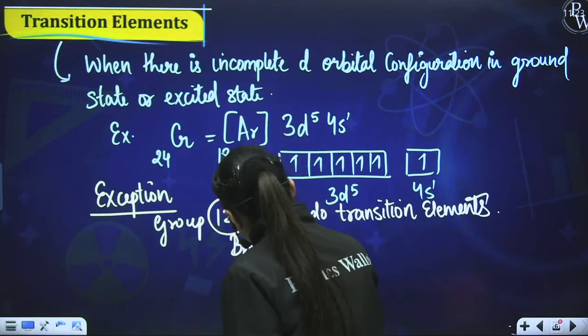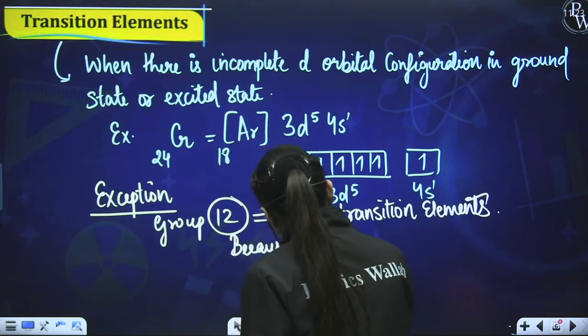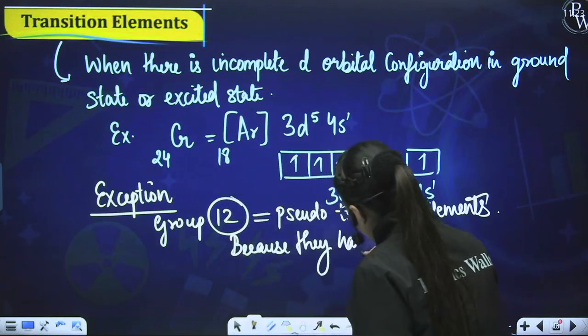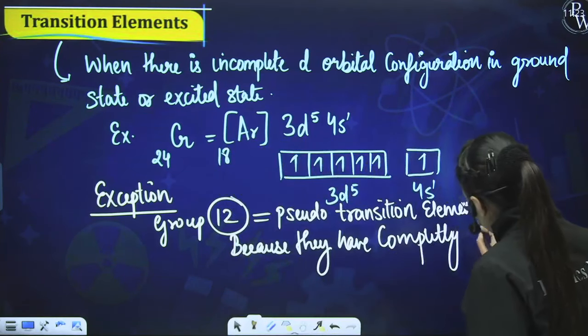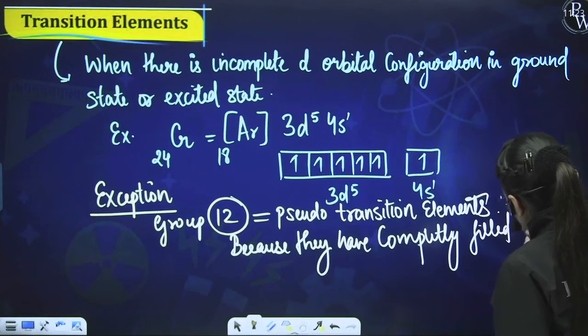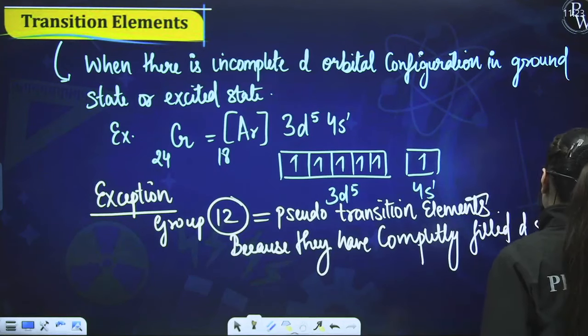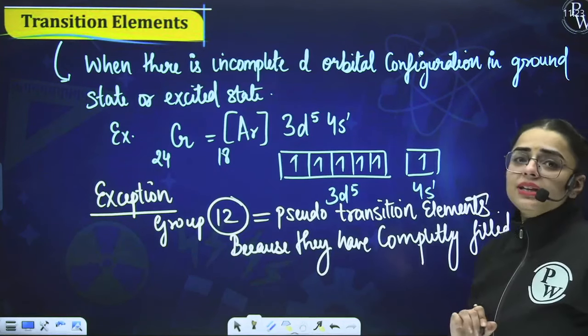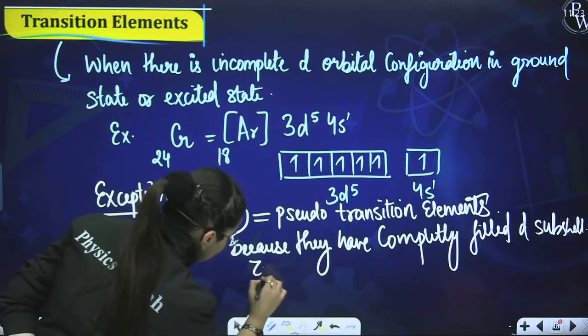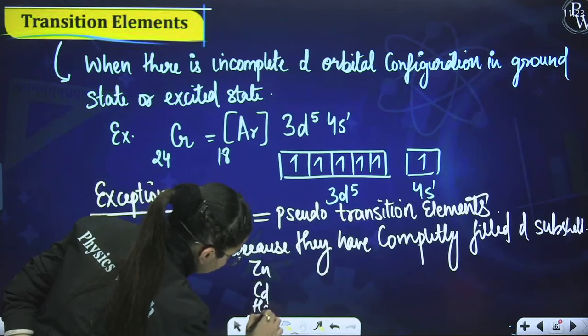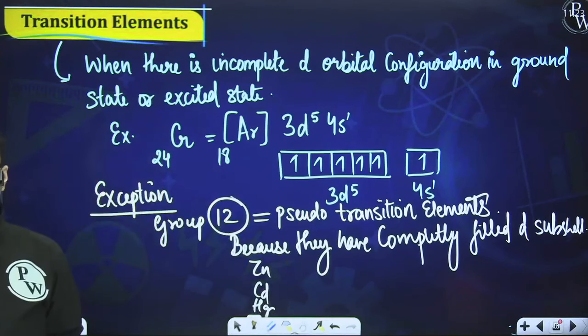Because they have a completely filled d subshell. What are the examples over here? For example, zinc, cadmium, mercury, they have completely filled d.